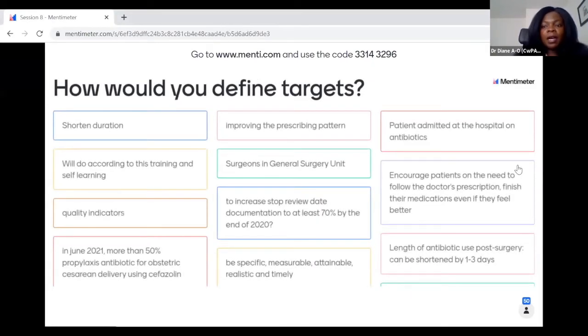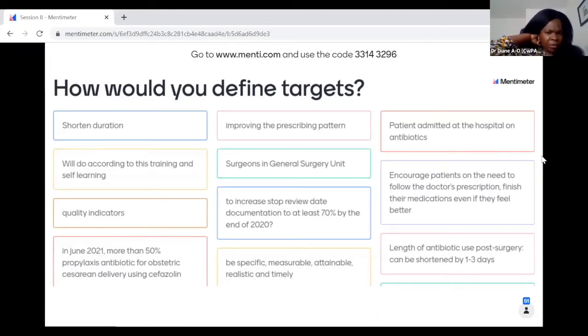So how do you define targets, or what would you do for your targets? People have got a range there, you want to improve prescribing pattern. One thing to highlight here is that your target needs to be quite specific. So I really like the example here around in June 2021, more than 50% prophylaxis of antibiotics for obstetrics. So I'm assuming the person has then said by X date, we want to do one. I like the one in the middle there that talks about to increase stop or review date documentation to at least 70% by the end of, I'm assuming that's 2021, not 2020. And then people want to shorten duration. That's really important.